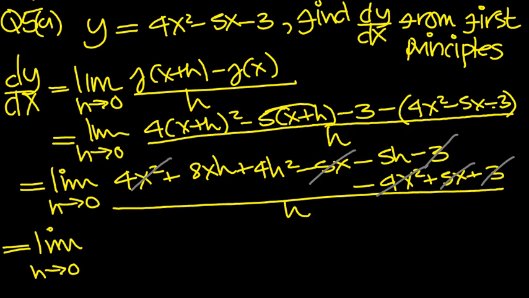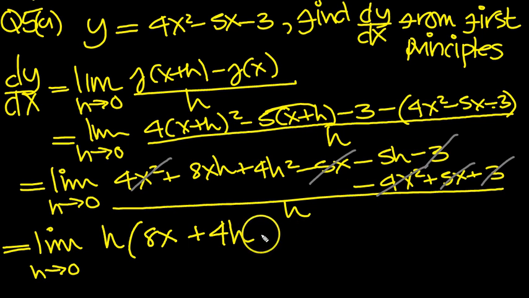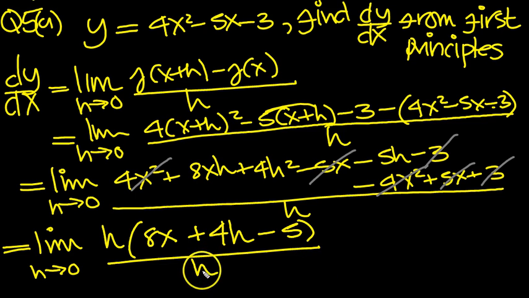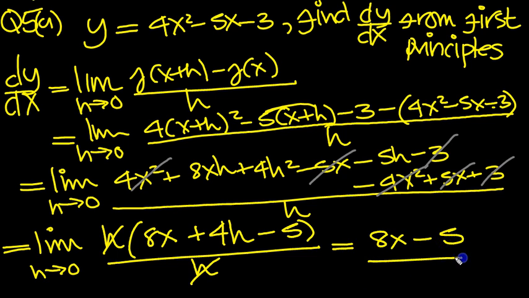So I'll take an h outside a bracket to divide with the h that's underneath, and I'm going to be left with 8x there. Then I'm going to be left with a 4h there. And then the last of the 3 is a minus 5, all divided by h, of course. The h's will cancel, so I'll just cancel it simply. And now we've got the limit of 8x minus 5 plus 4h. And that limit, that 4h will tend to 0, and it will just leave 8x minus 5. There we go. That's question 5a done. Good.